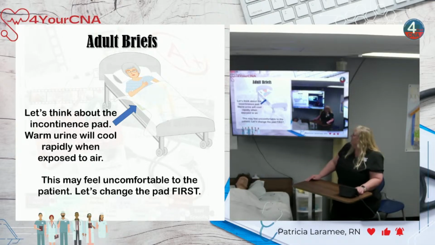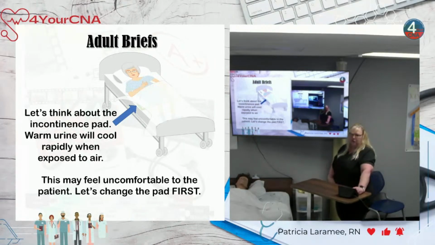All right, so let's think about that pad for a second. Remember, room temperature always wins. Room temperature is about 72, 75 degrees, right? Urine coming out of the body is about 101 degrees. Remember, our body temperature is 98.6, and urine is way up here in our furnace area, so it's a little warmer, 100, 101 degrees. So that 101 degree urine comes out and meets 75 degree air. It's going to cool down really quick.